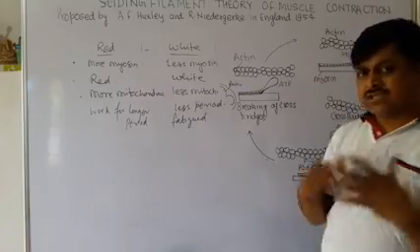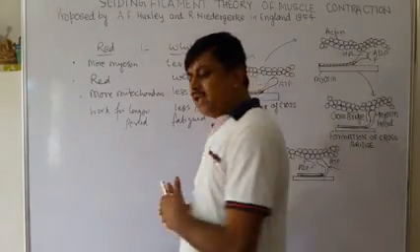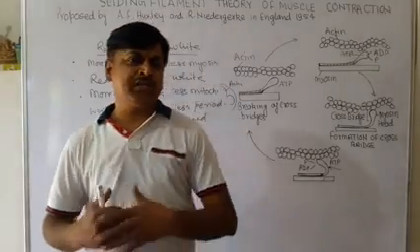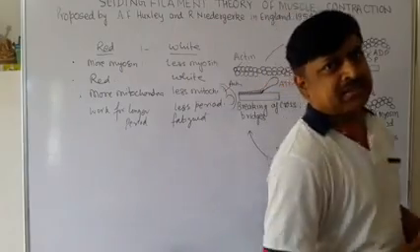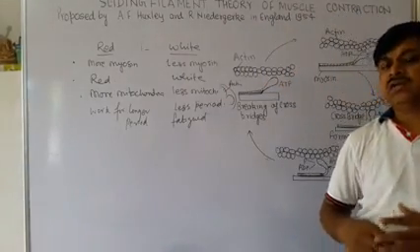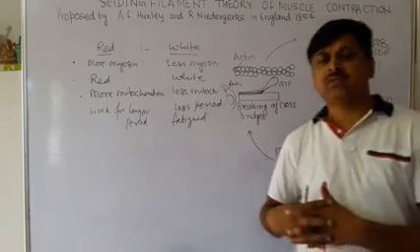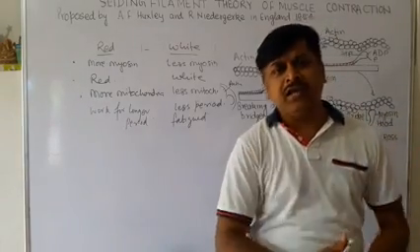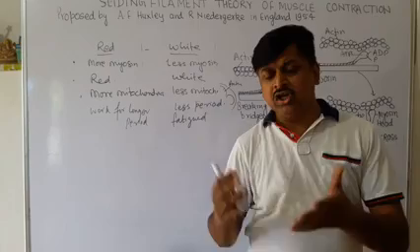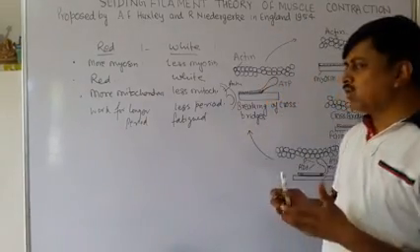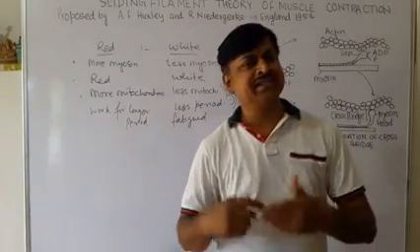So in this way we have completed the first part of this chapter, that is the structure of muscles. Clear, student? We also completed the sliding filament theory. Clear? In my coming videos, student, I will explain to you about the second part of this chapter, that is the skeletal system.